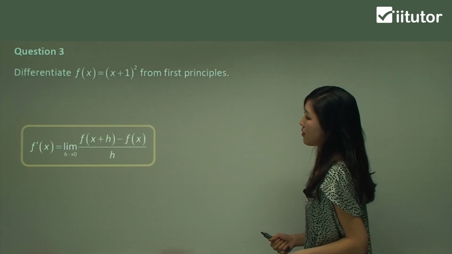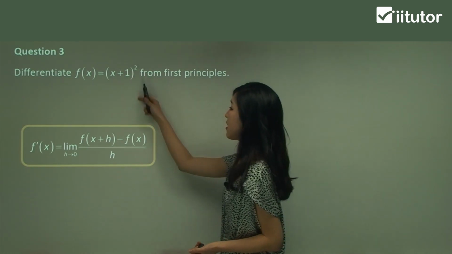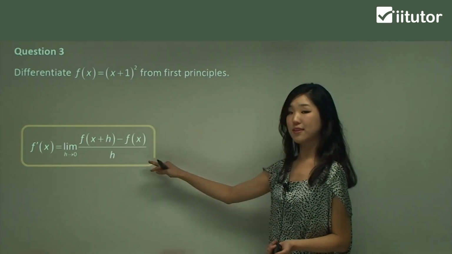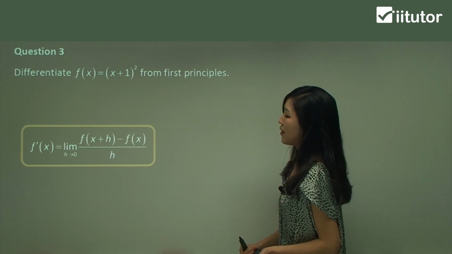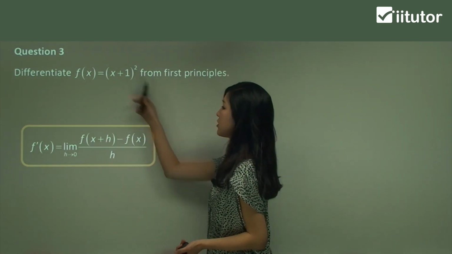Question 3 says differentiate f(x) equals (x plus 1) squared. Okay, so this is our function this time, from first principles. So let's use this again. All right, so again, we're going to do f(x plus h). Okay, so I'll do the same thing over here.